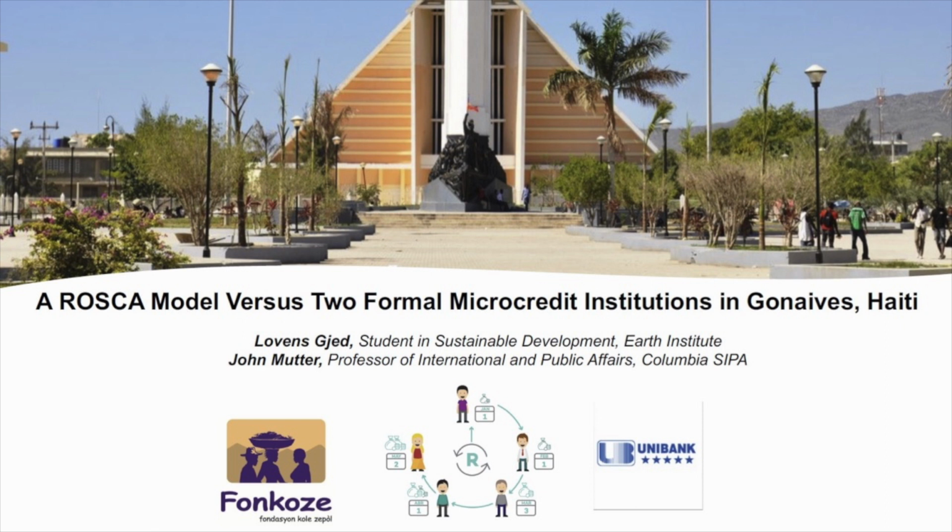Good afternoon. My name is Loven Jade, and I'm from Gonaives, Haiti. I did my research on remittance flows to Haiti. Remittance is any money that immigrants and migrant workers send to their home countries. So I used that and compared that to other funding sources of the country. I used proxy institutions such as ROSCA, Fonds and Unibank to compare those.